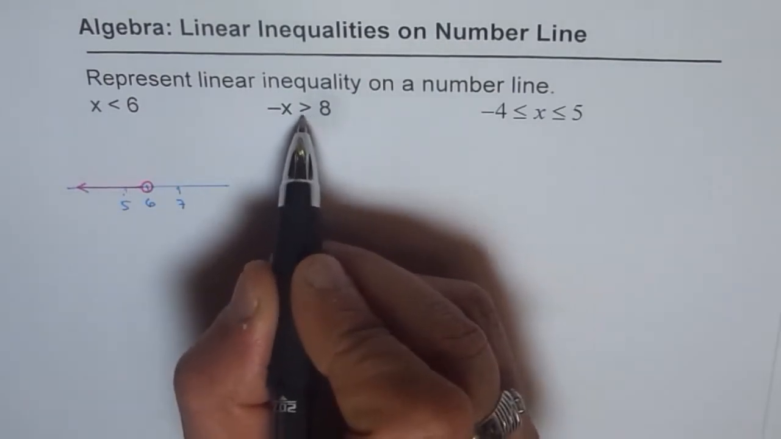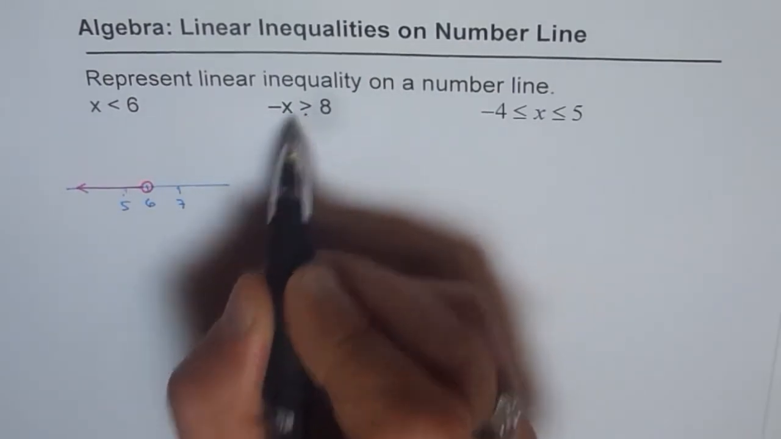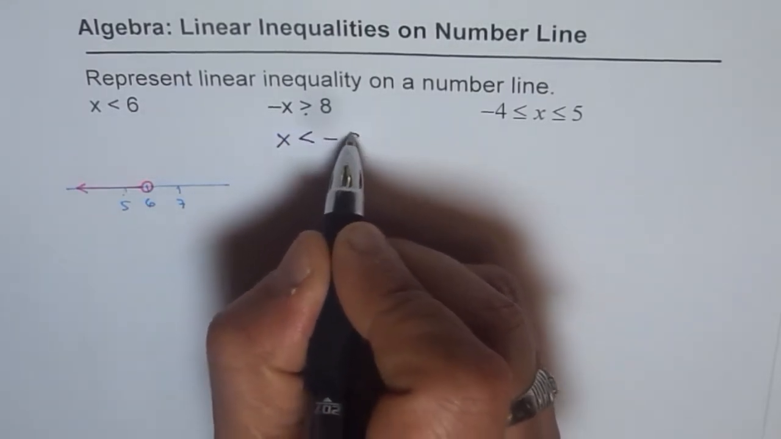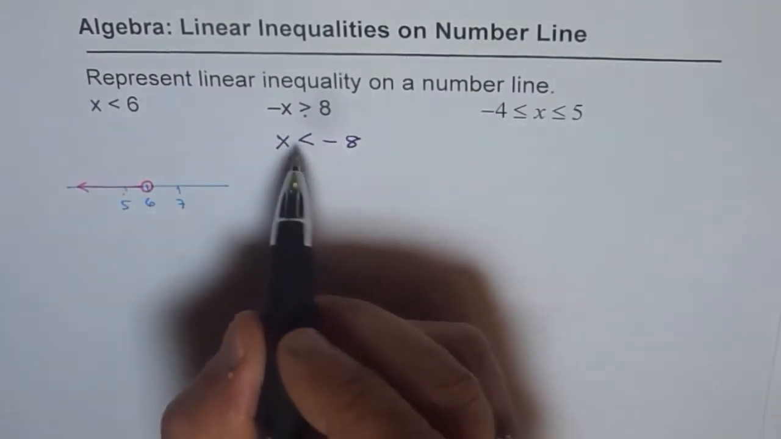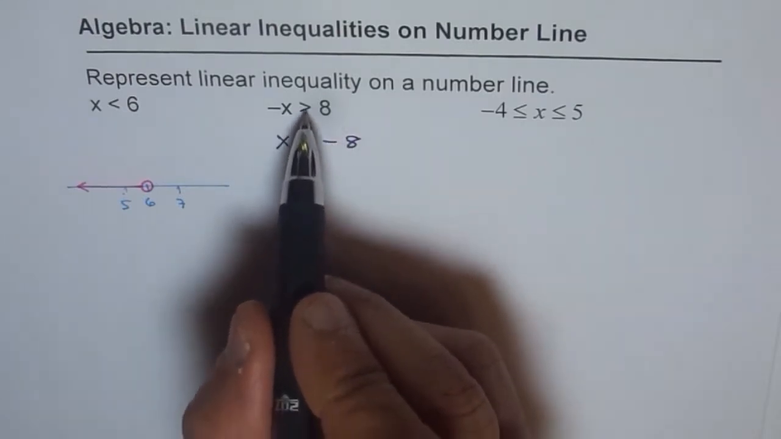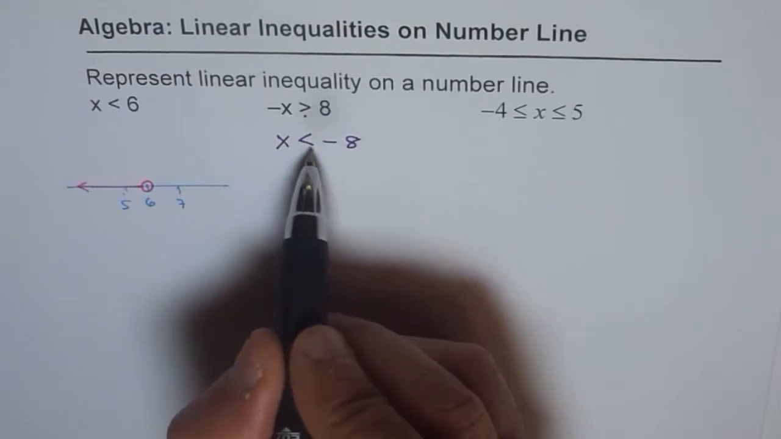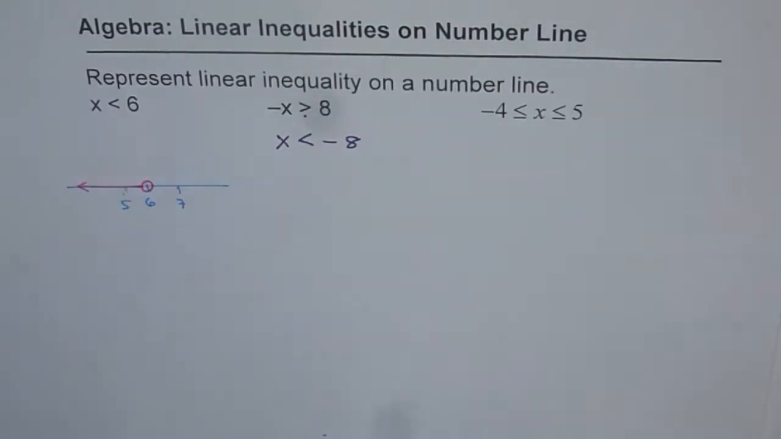When you do negative, you have to interchange the sign also. So this will become x is less than minus 8. So whenever you multiply by a negative number, you have to interchange or reverse the sign. So it becomes x less than minus 8. That's kind of very critical.